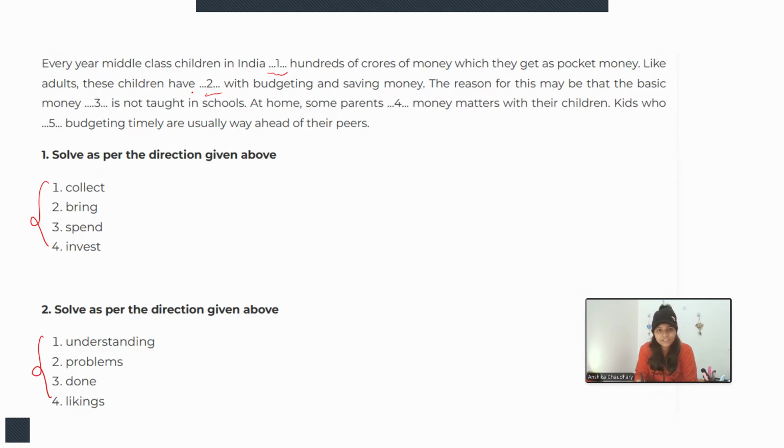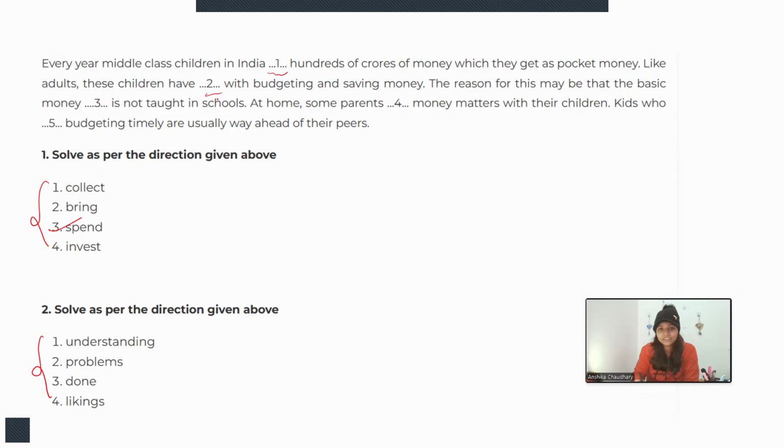Like adults, these children have, and so here collect will not be the appropriate word to fill in, because here it should be spent, because we are talking about money management, and the idea of this paragraph is basically that children are suffering from this money management strategy, right? So that's why spend will be the correct word fitted here. Every year middle class children in India spend hundreds of crores of money which they get as a pocket money.